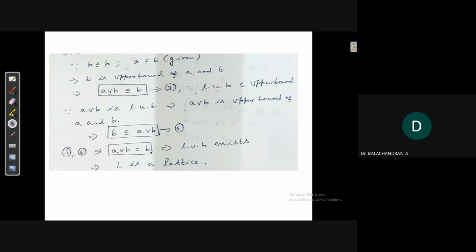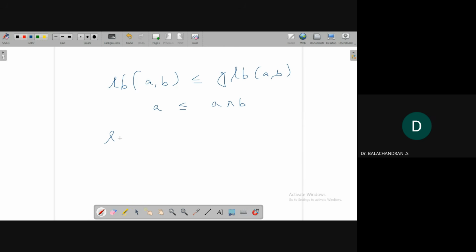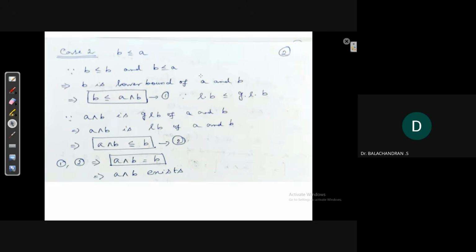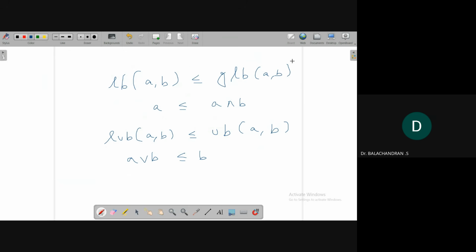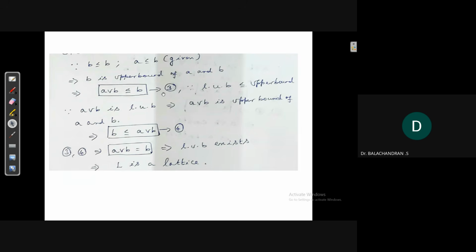Now again you should use this relation, least upper bound of A comma B less than or equal to upper bound of A comma B. So I'll write here LUB, least upper bound of A comma B less than or equal to upper bound of A comma B. Here greatest lower bound of A comma B, I am writing A and B. Similarly, least upper bound of A comma B, I should write A or B, less than or equal to the upper bound of A comma B, which is B. So A or B less than or equal to B. So that is equation number 3.